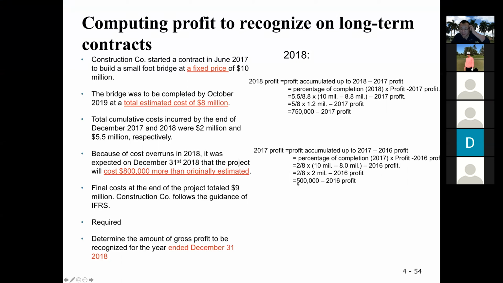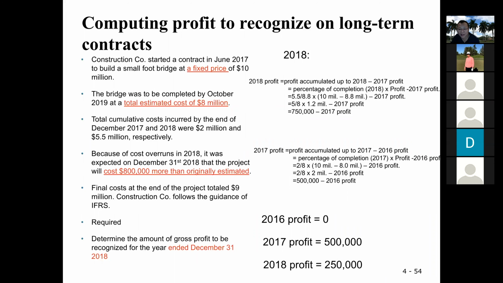So I have 500,000 minus 2016's profit. So now, what is 2016's profit? 0, right? Because the project started in 2017. In 2016, you recognize no profit. So then what's 2017's profit? 500,000. And what is 2018's profit? 250,000. Very good.